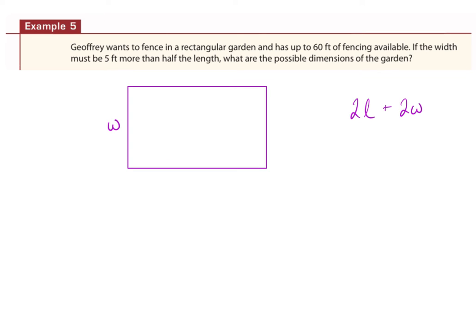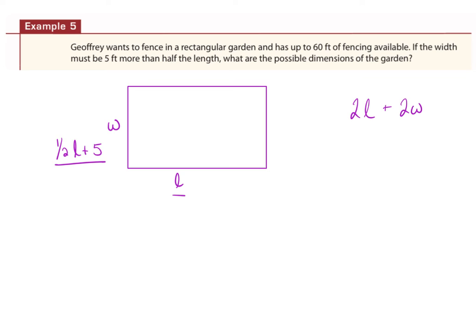So this is my width. This is my length. It says the width must be 5 more than half the length. If I have an L for my length, how do I write 5 more than half? If I want it 5 more than 1/2 the length, that's what my W will look like. So my width is this, my length is this.